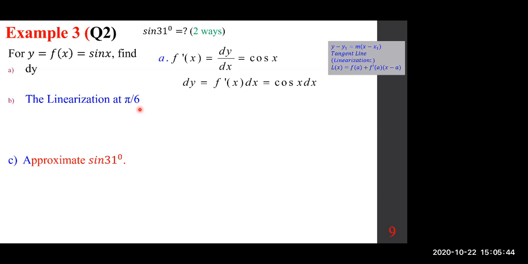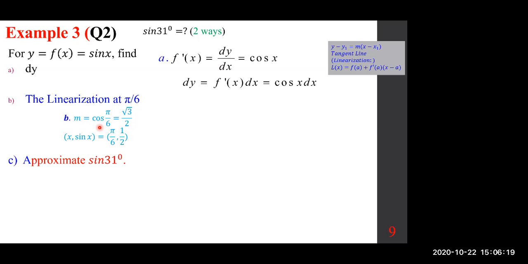Now, what about the slope? What about the slope, m? Well, f prime is cosine x. We already found that. So plug in pi over 6, and that gives you the slope. So the slope uses f prime of x. We plug in pi over 6, and the pair x is given as pi over 6, sine of pi over 6 is 1/2. So this is fairly straightforward.